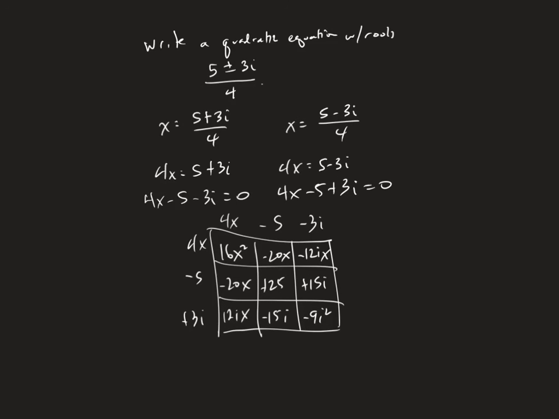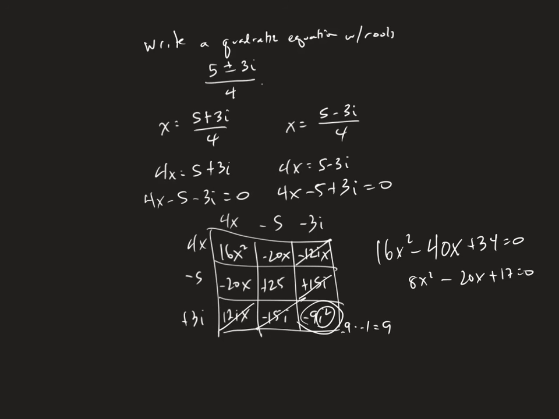Look for the things that have i's to simplify or cancel. So I got a negative 12ix and a 12ix, a 15i and a negative 15i, and then i squared is negative 1, so this negative 9 times negative 1 is going to give me a positive 9. So when I combine like terms, I have 16x squared, minus 40x, and then 25 plus 9, which is 34. So that would be an acceptable answer, or you may have even gotten 8x squared minus 20x plus 17. Heck, you could have even gotten x squared minus 20 over 8 x plus 17 eighths. All of those are possible answers, and any of those would be correct.